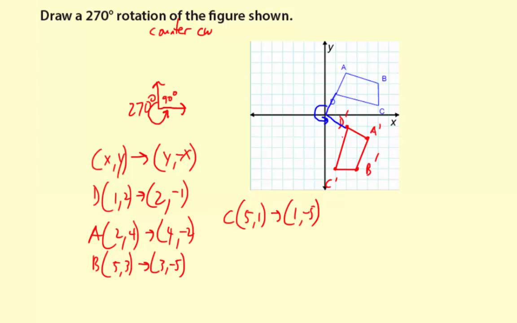And like I said, there are several different techniques you can use. I prefer to create the rule and then go ahead and apply that rule to the vertices, and then finish by drawing the sides of the image.